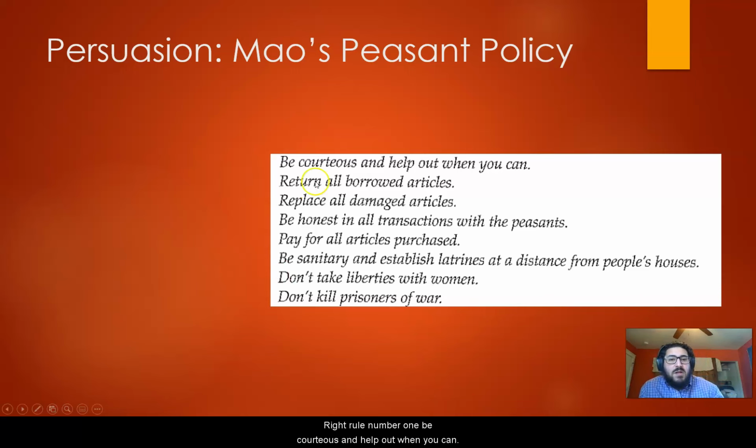Rule number 1, be courteous and help out when you can. Return all borrowed articles. So if you borrowed someone's shoes, or someone's blanket, return it. Replace all damaged articles, right? If you rip something, fix it. Be honest in all transactions with peasants. So make sure that you are treating the peasants as equals, regardless of your personal social standing. Pay for all articles purchased. That means if a peasant is going to sell you something and you don't have any money on you, they are going to trust that you will pay them back. If not, you're going to get in trouble.